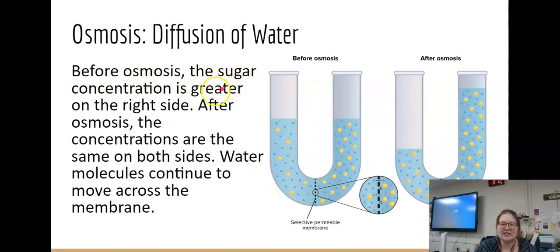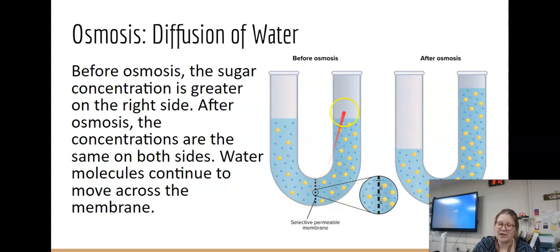So before osmosis, the sugar concentration is greater on the right side. After osmosis, the concentrations are the same on both sides. Water molecules continue to move across the membrane. Right here, the yellow dots are sugar. There is way less over here than there is over here. That means the concentration of water in relation to the concentration of sugar is different. So the sugar cannot cross the membrane, but water can.